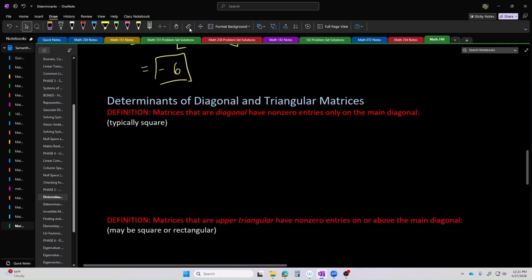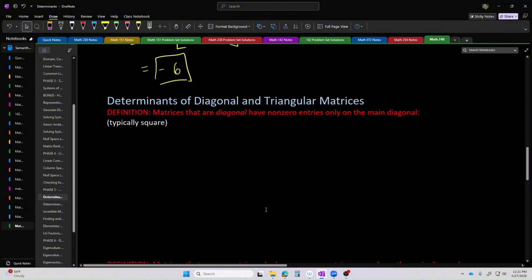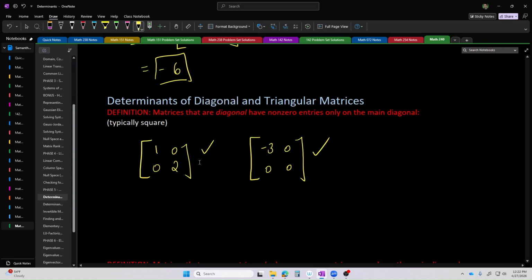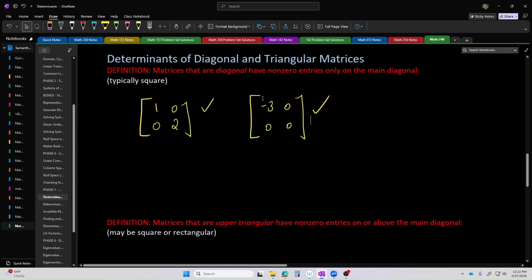So if you have a square matrix that's called diagonal, a diagonal matrix is only allowed to have non-zero entries on its main diagonal. So let me show you what I mean. A matrix of 1, 2 on the diagonal and zeros elsewhere, this is a diagonal matrix. A matrix of -3, 0, 0, 0 is also a diagonal matrix because all of its non-zero entries are on this main diagonal. The only non-zero entry is -3, but it is on this main diagonal, so that counts.